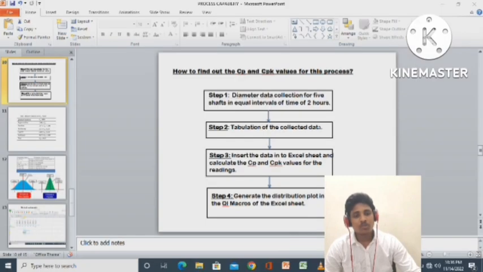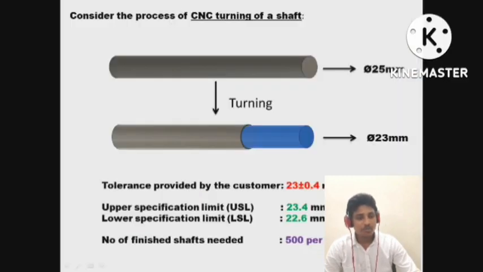Now consider a process of CNC turning of a shaft. We are provided with a mild steel shaft of 25 mm. We are going to turn one side to 23 mm. The tolerance provided by the customer is 23 plus or minus 0.4 mm, so our positive tolerance will be 23.4 mm and negative tolerance will be 22.6 mm. We are taking the positive tolerance as the upper specification limit and the negative tolerance as the lower specification limit. They also provided the number of shafts needed per day, which is 500 shafts per day.